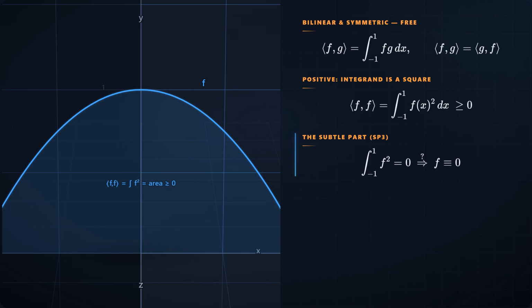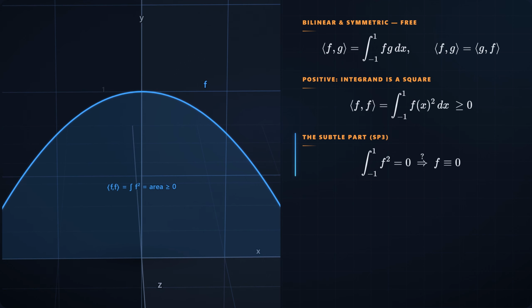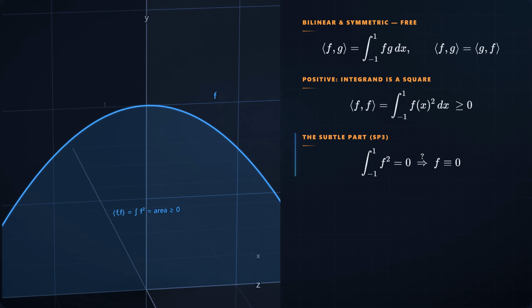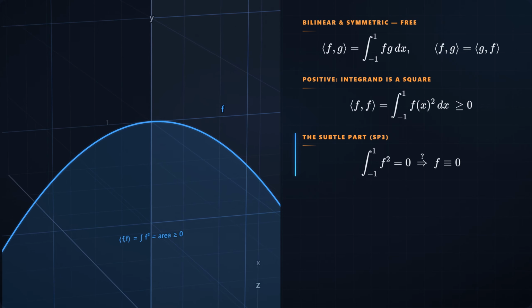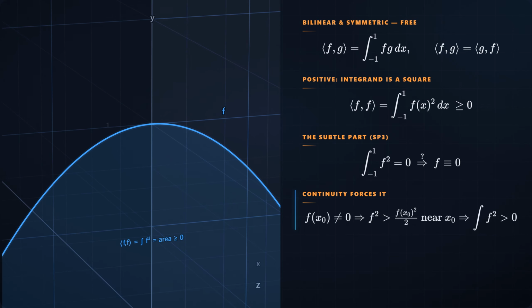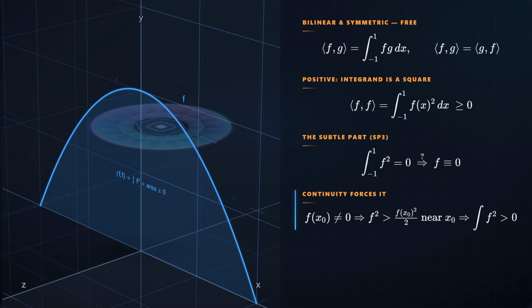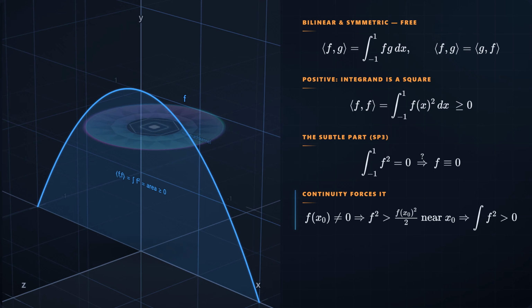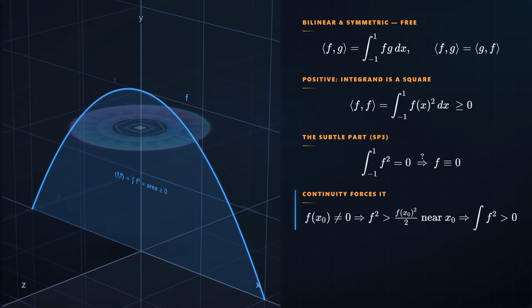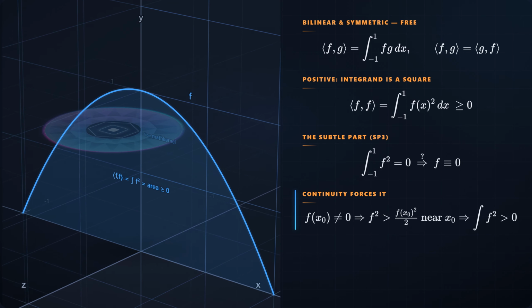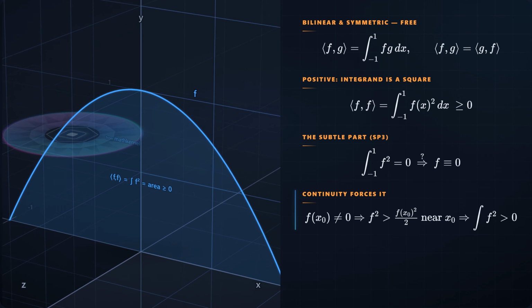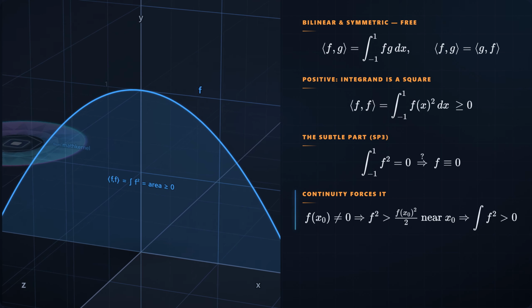The subtle axiom is the second half of positive definiteness. If that integral is 0, must f be the 0 function? For a general function, no, but here's where continuity enters. Suppose f is non-zero somewhere. Say f of x naught isn't 0. Because f is continuous, f squared stays above half of f of x naught squared on a whole little interval around x naught. Integrating a strictly positive bump over an interval of positive width gives a strictly positive area, so the integral can't be 0. Contradiction.